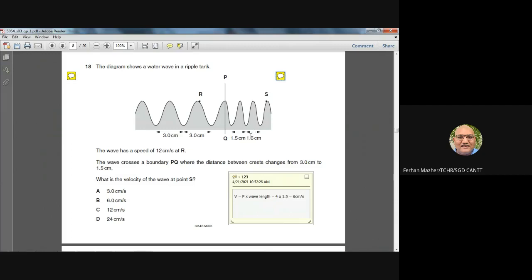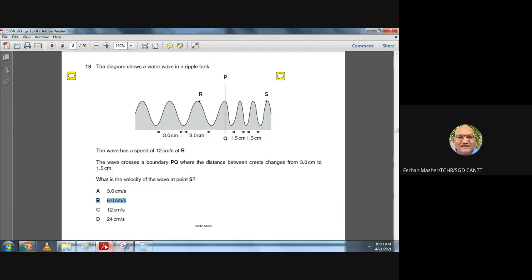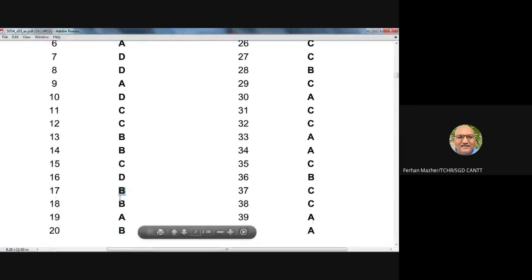So I hope that you have understood this numerical. First, from here, I know the wavelength, I know the speed. In this portion, I found the wavelength and the frequency. The same frequency will be on this side. So now I know the frequency here and the wavelength here, so very easily I can find the speed here. That's 6 centimeter per second. So the choice is B, question number 18. I think B is the right option, sir. Yeah, question number 18, B is the right option.